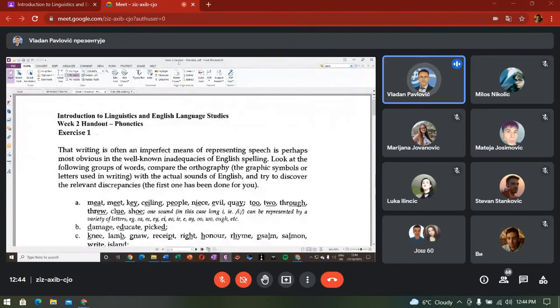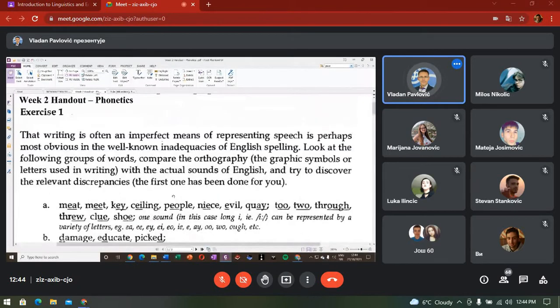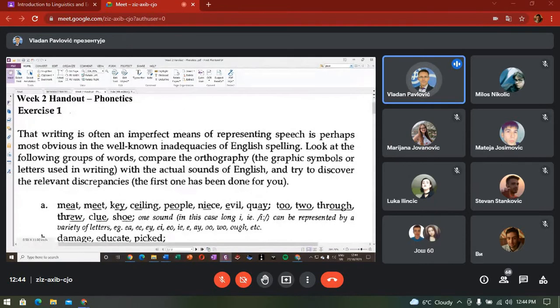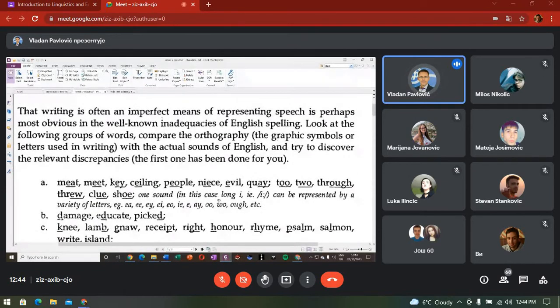Namely, we can actually write quite a lot of different things, such as EA, or double E, or EI, EY, or EO, or IE, or just E, or AY, and so on. And maybe incredibly enough from the point of view of Serbian, all of these things are read in the same way, as long E. Meat, key, ceiling, people, niece, evil, and so on.